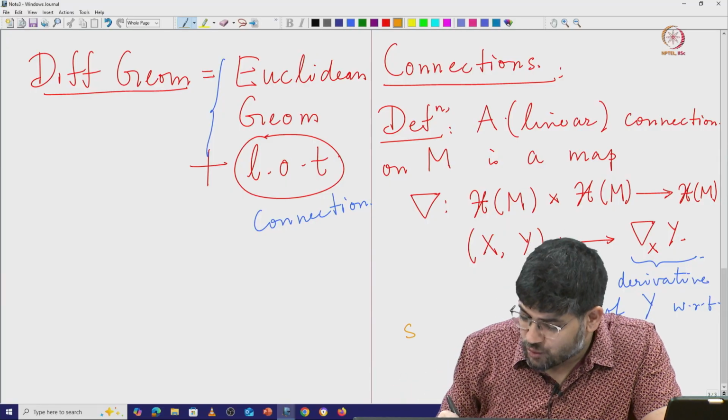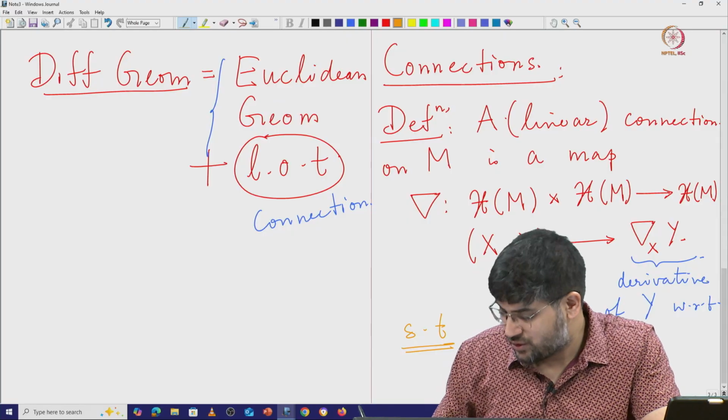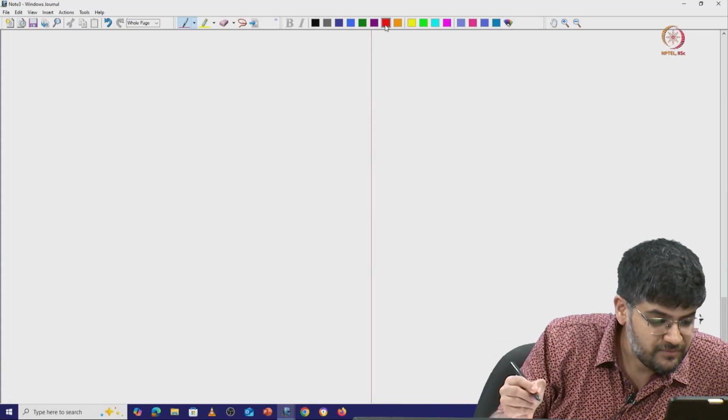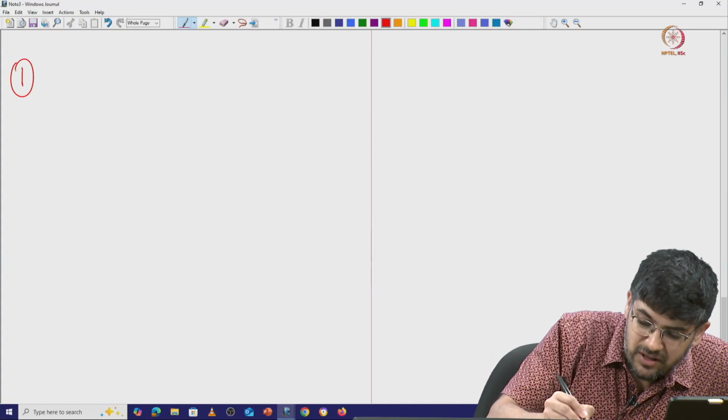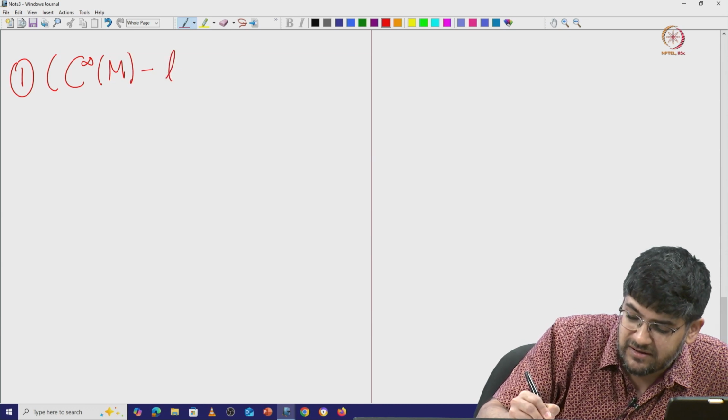So such that you want the following properties to be satisfied. One, you want C infinity(M) linearity.